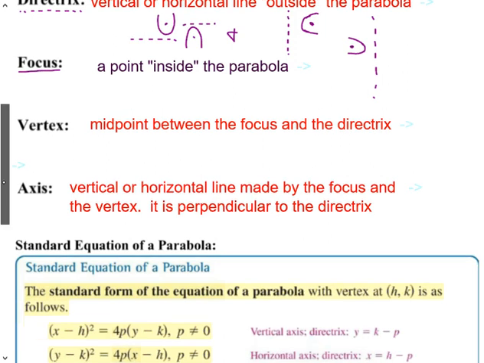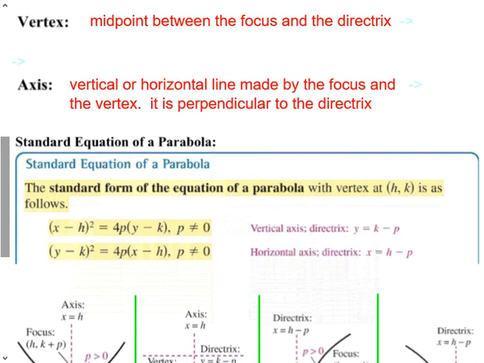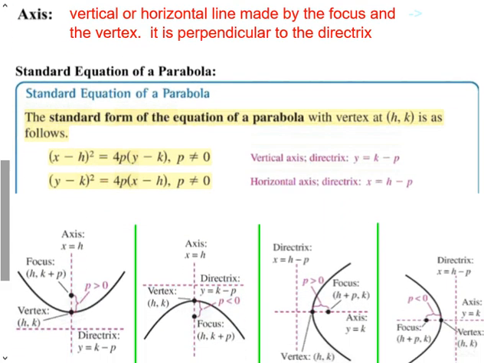Next, the vertex is the midpoint between the focus and directrix. It is also our extrema. It's our maximum or minimum, not relative. The axis is which way we're opening, a vertical or horizontal line made by the focus and the vertex, and it's perpendicular to the directrix. Meaning if we were going up and down with our graph, our axis would be this line up and down here, which would be perpendicular to wherever the directrix would be.